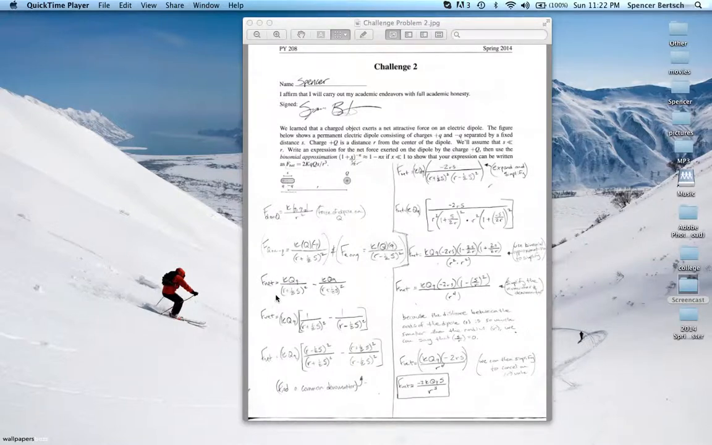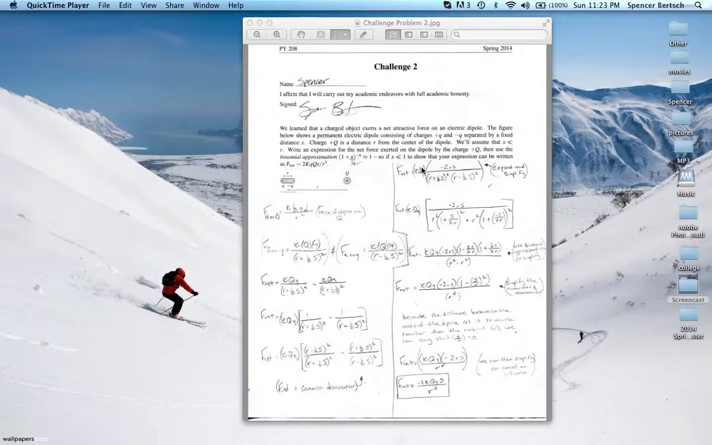So we can represent F net as KQQ, which is K, the constant, Q and Q, over R plus 1/2 S, which is 1/2 of this distance here, squared, minus KQQ over R plus 1/2 S squared. So the difference is that one of these is negative and one of them is positive. And then you can basically just do algebraic simplification from here. You can pull out the denominator and make it a constant in front to simplify the fractions. Then use cross multiplication to find a common denominator. And this is just algebraic simplification.